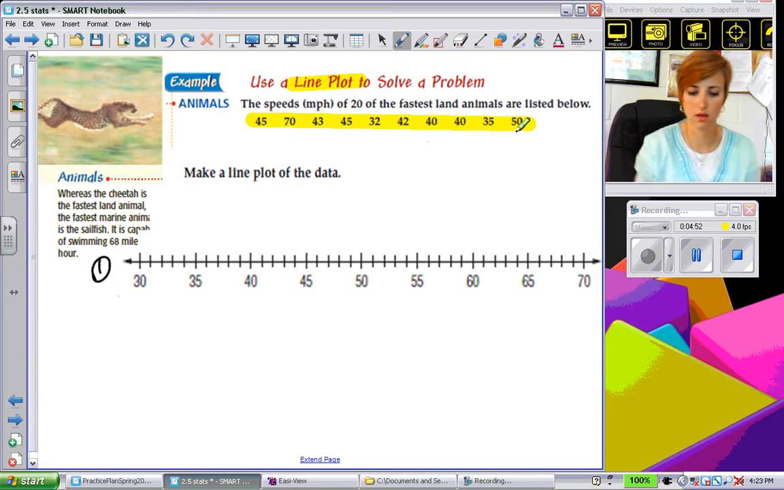So we're going to look at our line plot first and that group of numbers. So if you go ahead and look down here, line plots are when you make a number line.